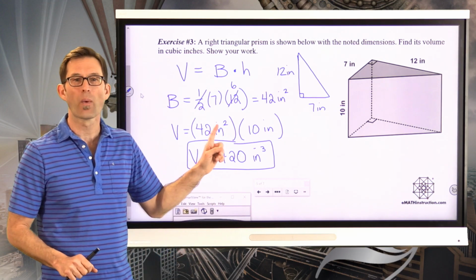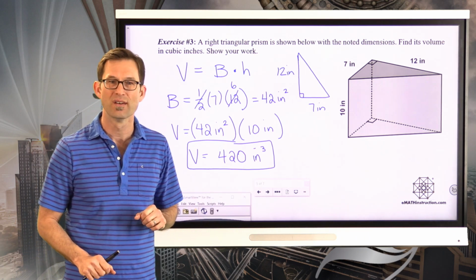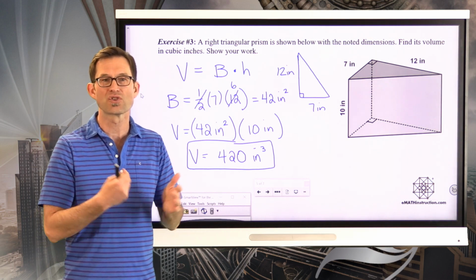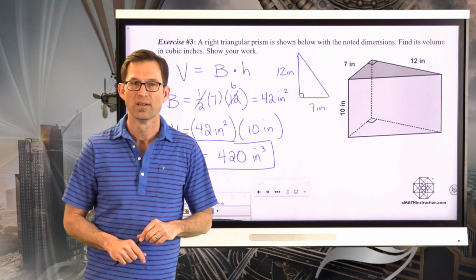By the way, notice how nicely all the units work out, right? Here I've got inches squared times inches, and that's inches cubed, or cubic inches. Anytime you multiply an inch times an inch, you get a square inch. Inch times inch times inch, you get a cubic inch, right? So we've got cubic inches.